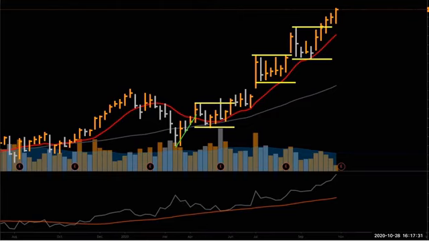So in this one, I would call this more of a base on base pattern, and we'll have plenty of time for additional Q&A at the end of all this. But a base on base pattern is simply a base that forms and then breaks out and then just quickly forms another base on top of it, as opposed to forming the base and then running up.